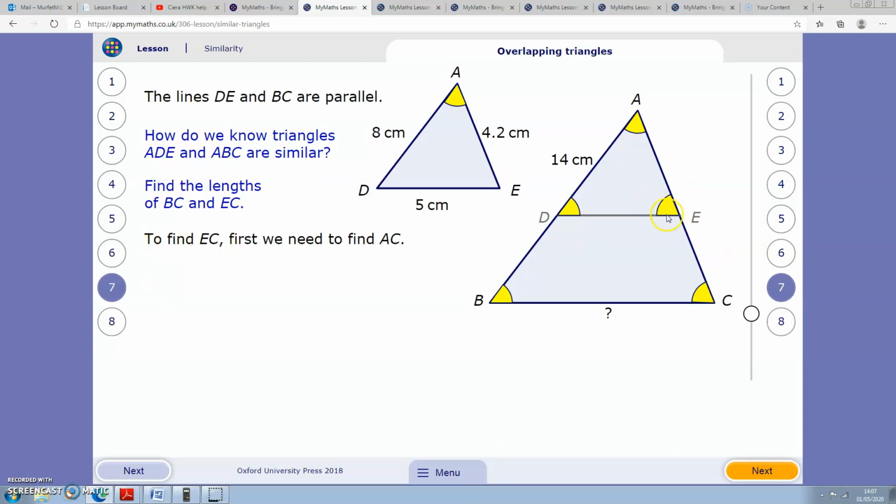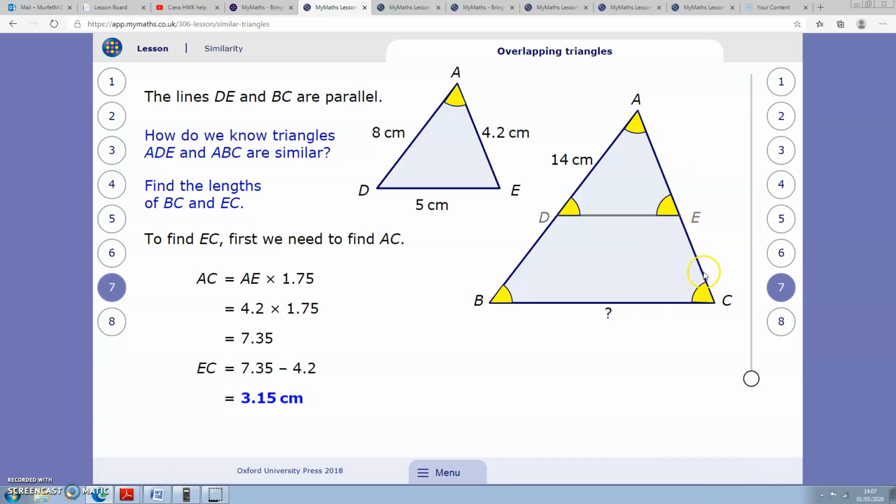To find EC, just this bit from here to here, first we need to find AC, the whole side. So AC equals AE times 1.75. So the whole side is going to be 7.35. And then if we just want the bit at the bottom here, we're going to take away the value of AE, take this bit away from it, and it's going to leave us our ending value of 3.15.